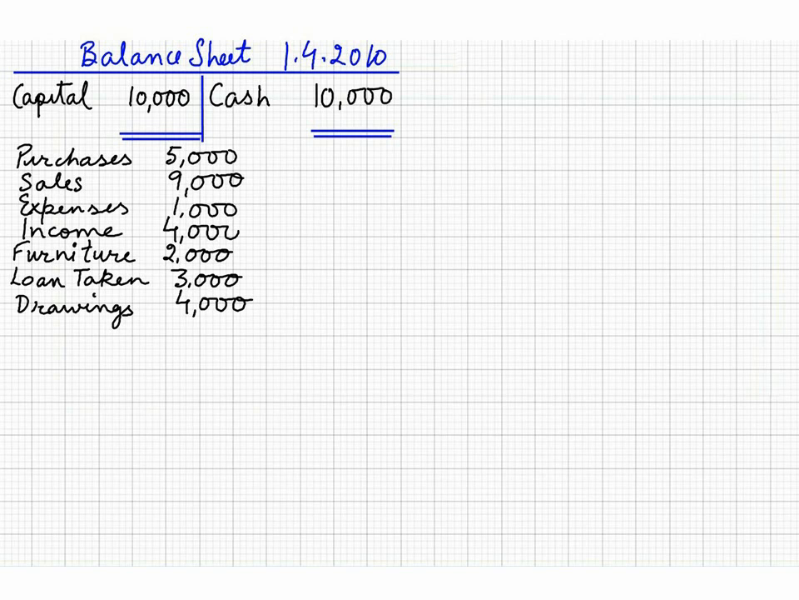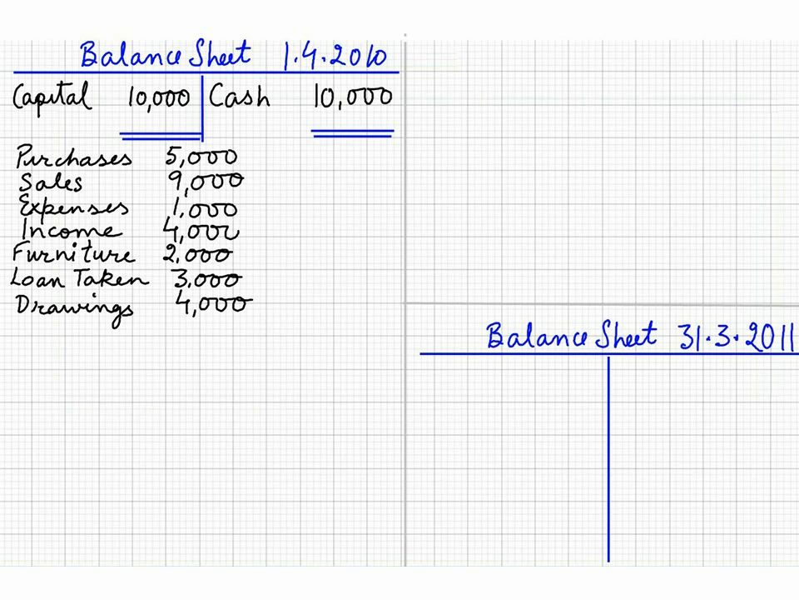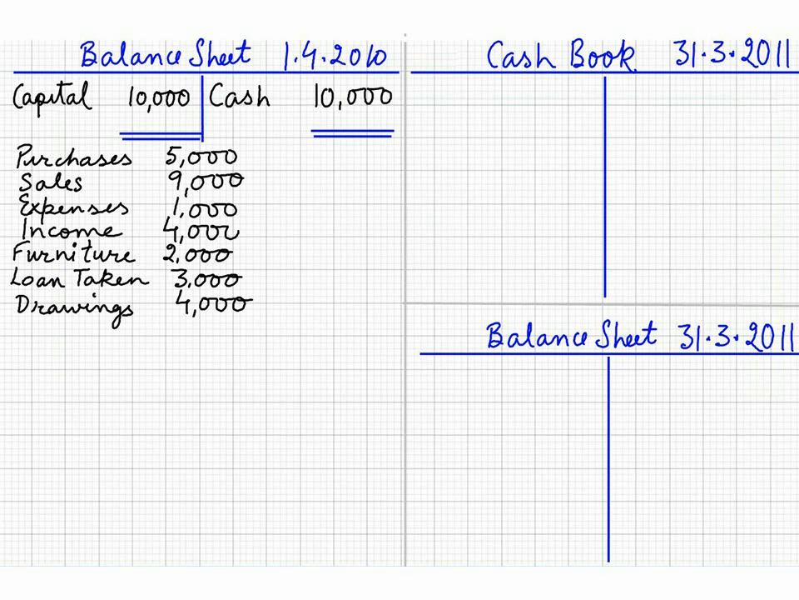Before you prepare the cash flow statement, you must have the balance sheet as on 31st March 2011. If you want to have the balance sheet, you must prepare the income statement, because without knowing net income or net profit, you can't prepare the balance sheet. And you have to prepare the cash book also, because you don't know the closing balance of cash. So let's prepare the cash book first.